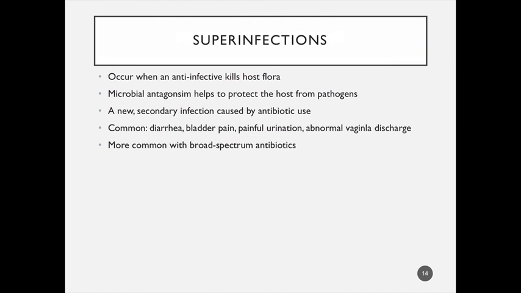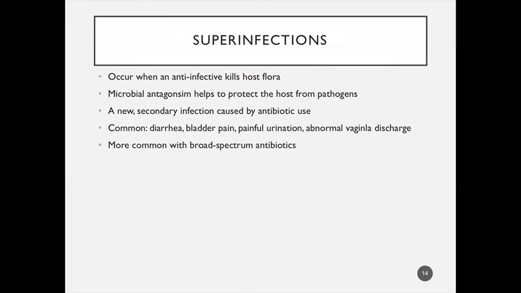But even if there's not a resistance happening, we just have this kind of leveling of the field, and if we don't get all the pathogens, then we can get a secondary infection. So a superinfection is a completely new infection. Right? It's not related to the original infection. It's related to the antibiotic use. The most common superinfections are seen or manifest in terms of symptoms in diarrhea, bladder pain, urinary tract issues, painful urination.